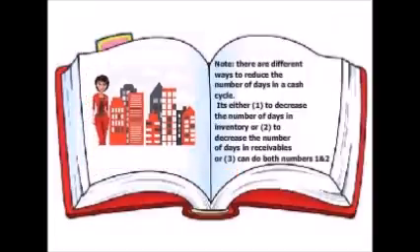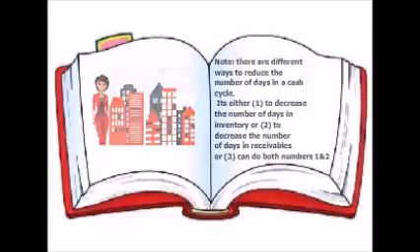So after stating Ming-Ching's situation, we learned that there are different ways to reduce the number of days in a cash cycle. It is either to decrease the number of days in inventory or to decrease the number of days in receivables, or we can do both of it.